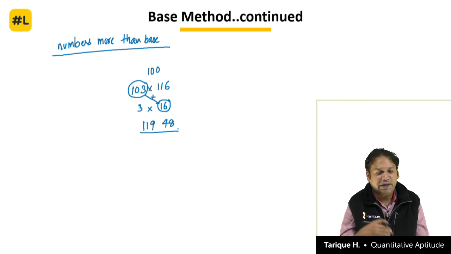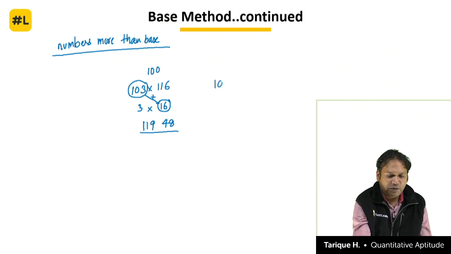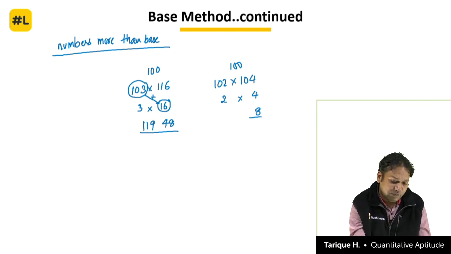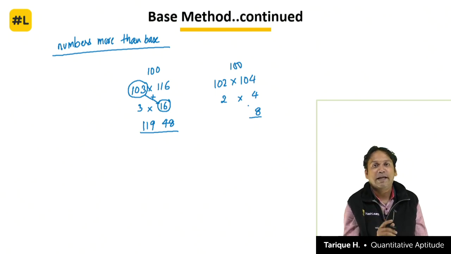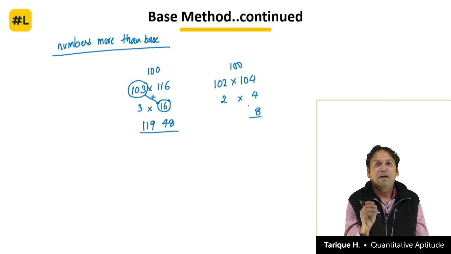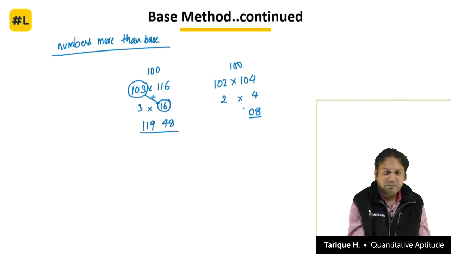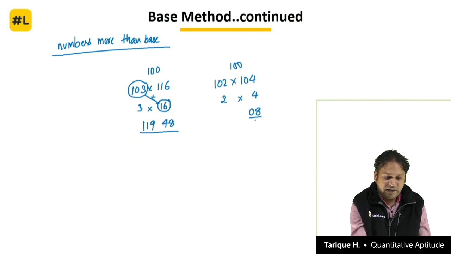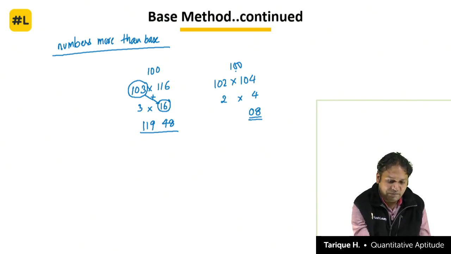When to add 0, when to take carry. Let's say for example 102 into 104, 2 into 4 is 8. But what do we need here? That's why it is very important to focus on these small things. In learning a shortcut technique, you learn it well. Otherwise, don't use it in the exam, because you should know that there is a negative mark of 0.25 for every question that goes wrong. We need 0 here. Why do we need 0? Because the number of digits after the multiplication should be the same as the number of zeros in the base.